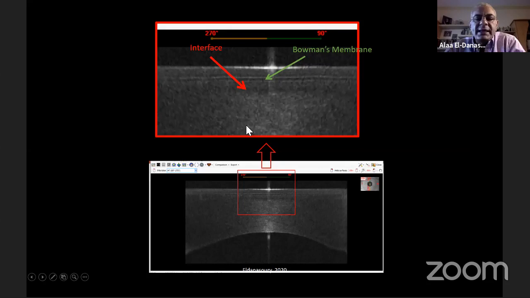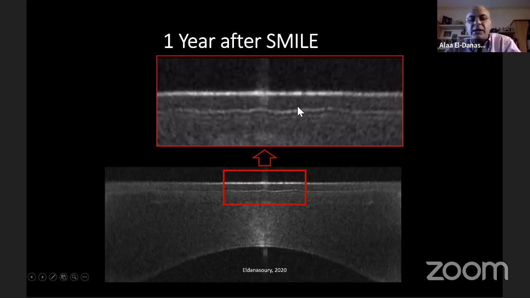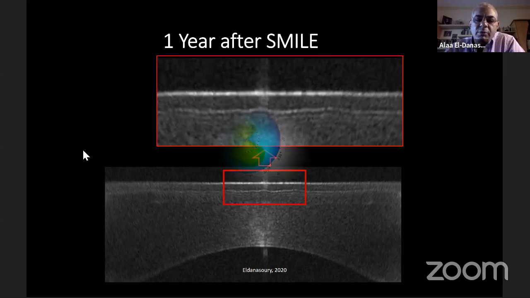Same for the SMILE cases. With the SMILE, you'll see more irregularity, as you can see here, more irregularity of the Bowman's layer because of the nature of the procedure. And that's why the visual recovery after SMILE is somewhat delayed compared to LASIK, because of this micro irregularity in the Bowman's layer.